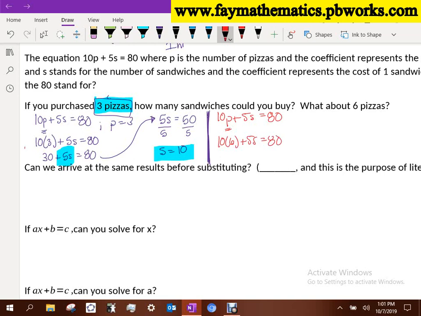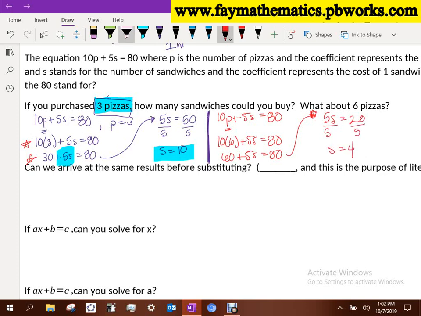Is that kind of the same thing we did right here? Okay, but using a different input, right? So it gives me 60 plus 5s is equal to 80, which is the same as that line right there, just a different constant. What are you going to do to both sides? Subtract 60, so I have 5s is equal to 20, and now what am I going to do next? Divide by 5, right? So s then is 4.